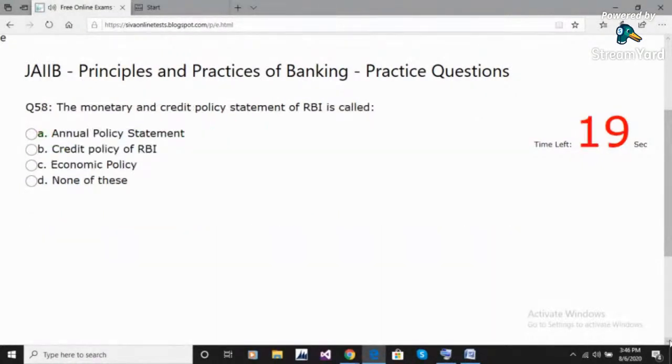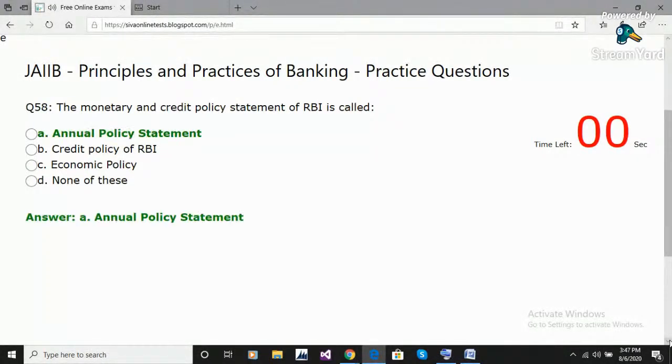Question 58. The monetary and credit policy statement of RBI is called. Option A. Annual policy statement. Option B. Credit policy of RBI. Option C. Economic policy. Option D. None of these. Answer A. Annual policy statement.